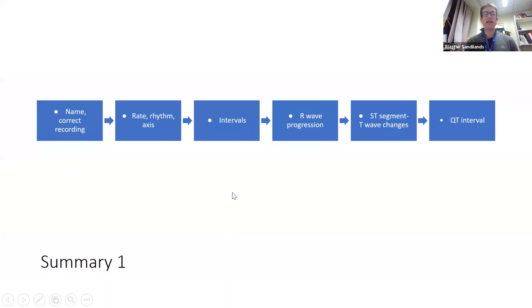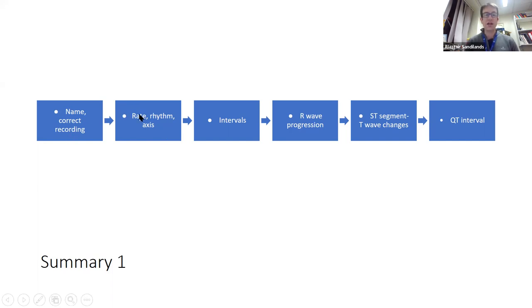So remember, when you get an ECG, you can't see what it definitely is to start with. Go through your standard protocol. Look at the name on the ECG if you're on the wards. Make sure it's recorded correctly. Look at the rate, rhythm, axis. Then look at the intervals. Okay, look at the R wave progression on the chest leads. And then scan for any ST segment T wave changes. And then lastly, the QT interval. So if you keep practicing this with lots of ECGs, you will get to an answer.